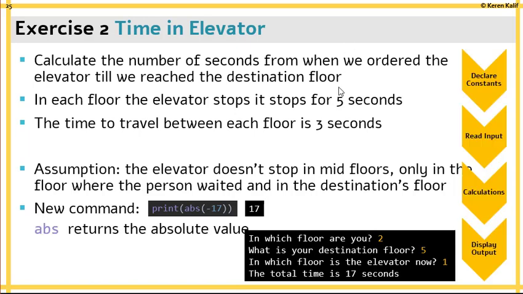So, first of all, we are going to declare the constants. There are 2 constants in this question: how many seconds it waits when it reaches the floor, and how many seconds it takes to travel between each floor. The input needs to be where am I now, where do I want to reach, and where is the elevator now. And the calculation, this is the mathematical part of this question. I guess that might be the part that is more difficult for some of you. And at the end, display the output.